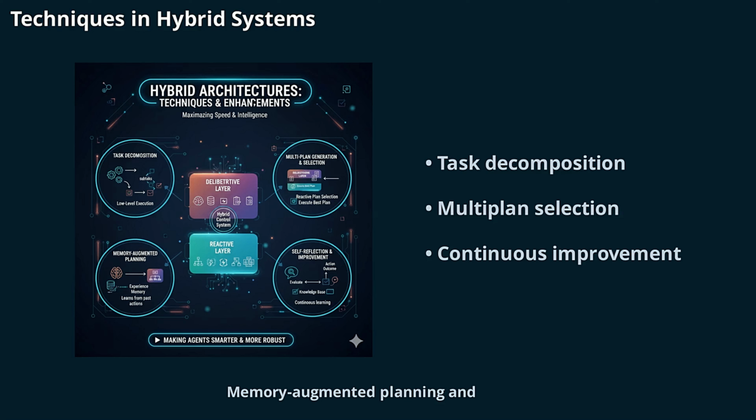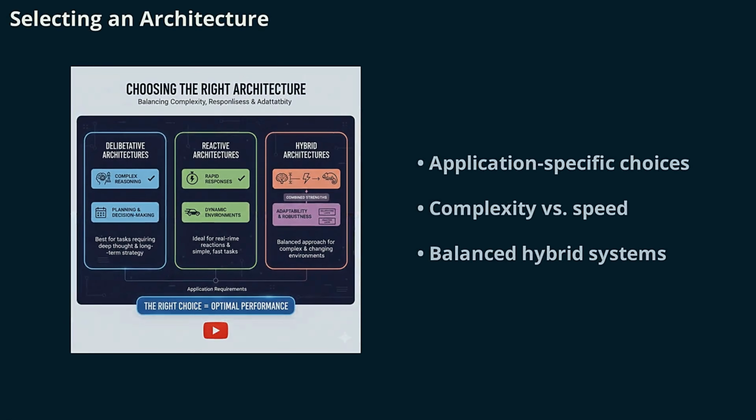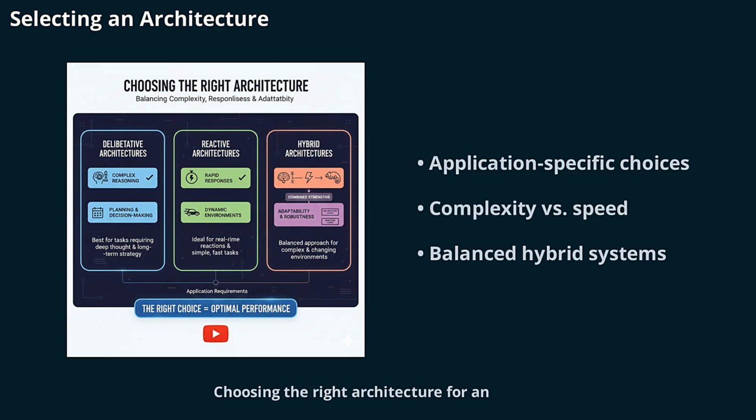Memory-augmented planning and reflection enable continuous improvement, making hybrid systems robust and adaptable. Choosing the right architecture for an agentic system depends on the application's requirements. Deliberative architectures are best for tasks that require complex reasoning. Reactive architectures excel in dynamic environments needing rapid responses. Hybrid architectures offer a balanced approach, combining the strengths of both to create adaptable, capable systems.